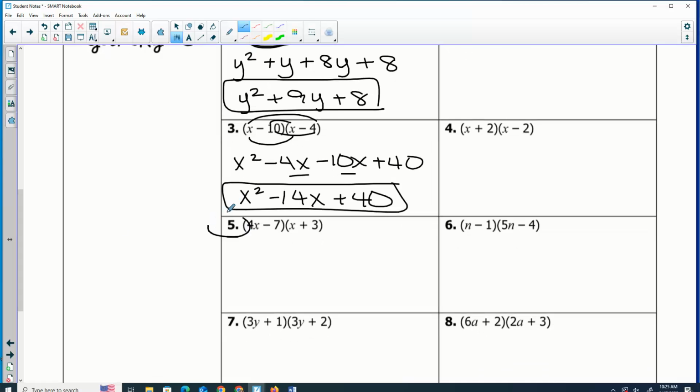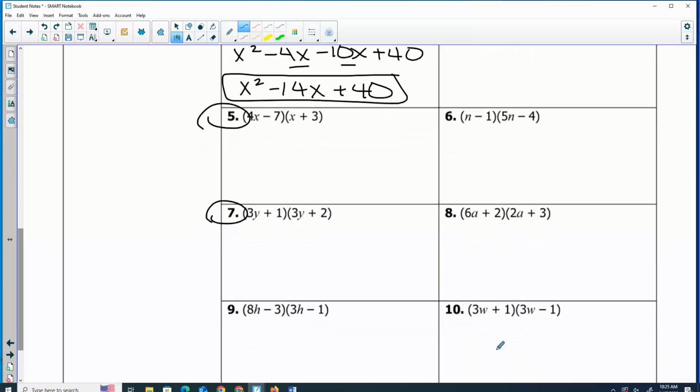Alright, I want you guys to try 5 and 7. I'm going to walk around, I want to see your answers, work those two out. So if you FOIL first, gives you 4x squared. Outside, 4x times 3 is 12x. Inside, negative 7 times x is negative 7x. Last, negative 7 times 3 is negative 21. So combine like terms, so we get 4x squared. Those are the same, so 12 minus 7 is 5x minus 21.